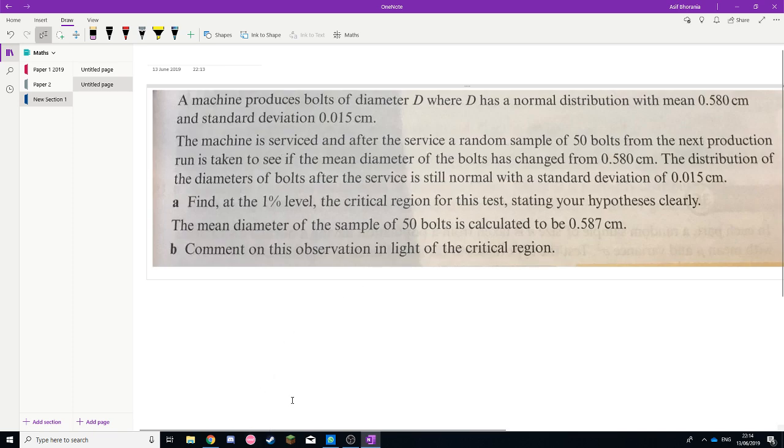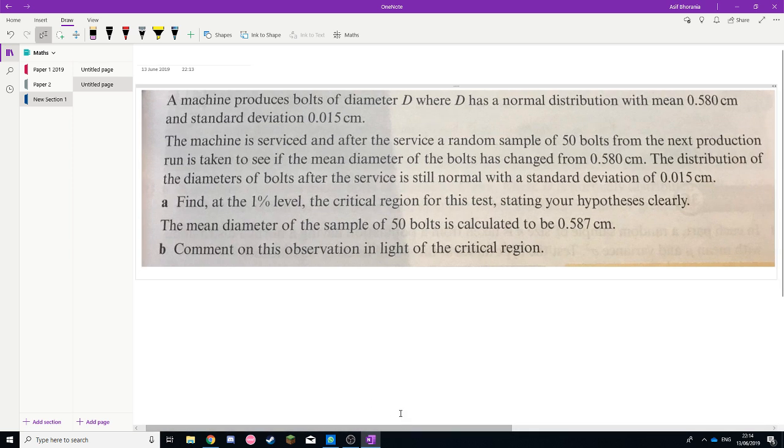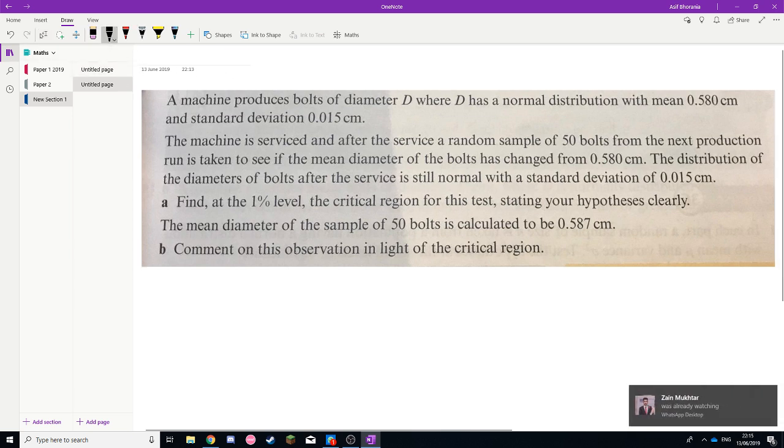Okay, so hypothesis testing with normal distribution, I think, could potentially be the hardest. Actually, no, I take that back. The binomial expansion potentially could be the hardest, depending on the wording of the initial question. But the only reason I say this could be hard is because it's the last topic we've done. Was already watching. Oh, okay, nice.